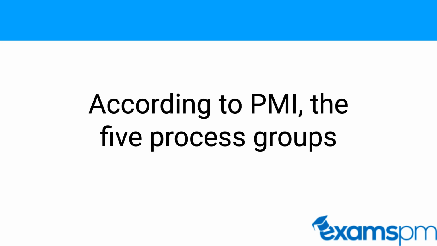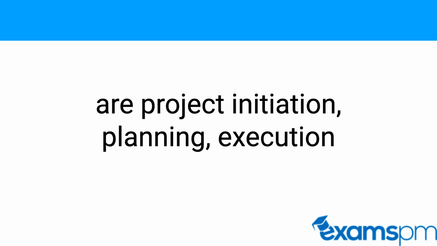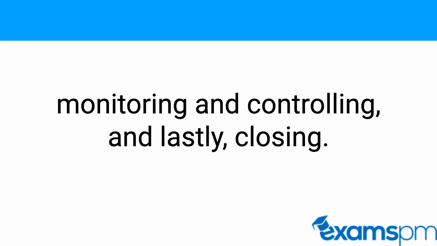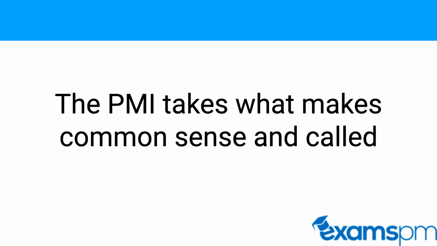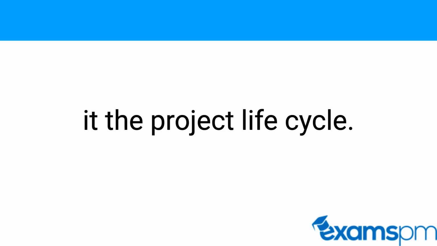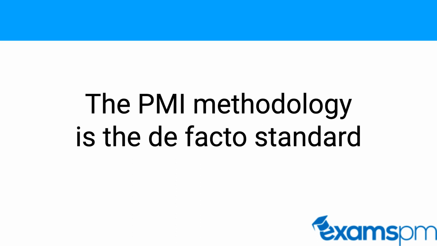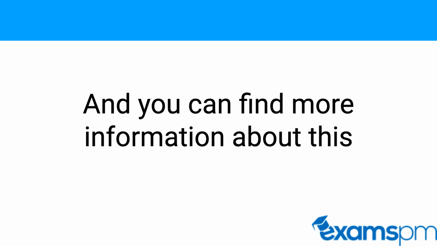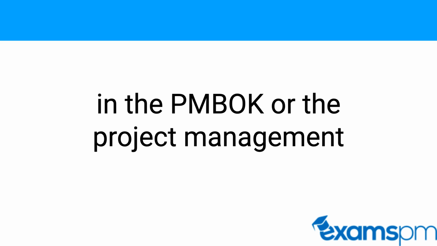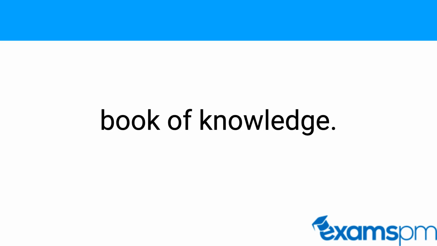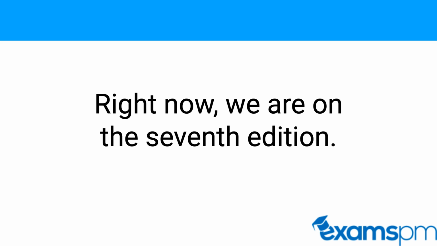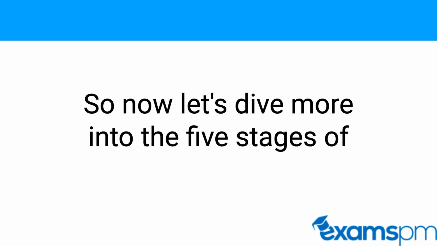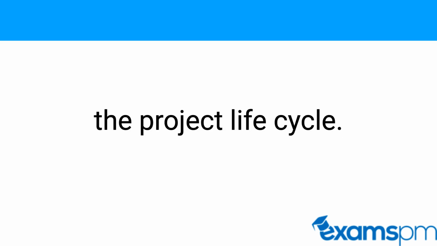According to PMI, the 5 process groups are project initiation, planning, execution, monitoring and controlling, and lastly, closing. The PMI takes what makes common sense and called it the project lifecycle. The PMI methodology is the de facto standard for project delivery, and you can find more information about this in the PMBOK, or the Project Management Body of Knowledge. Right now, we are on the 7th edition. So now let's dive more into the 5 stages of the project lifecycle.